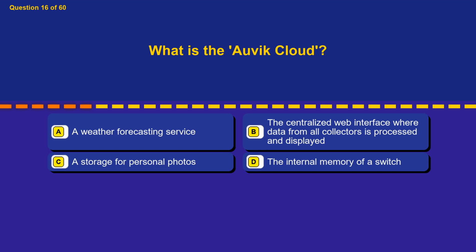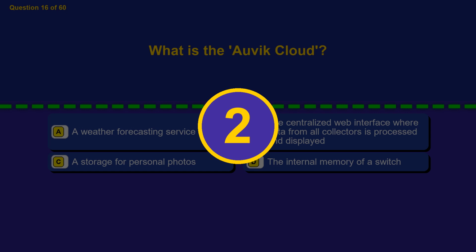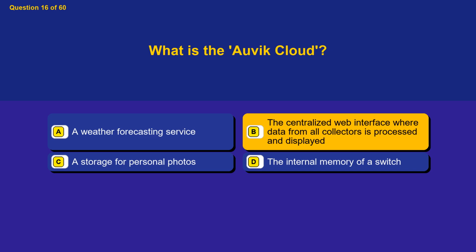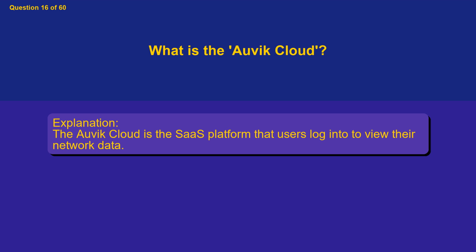Option A. A weather forecasting service. Option B. The centralized web interface where data from all collectors is processed and displayed. Option C. A storage for personal photos. Option D. The internal memory of a switch. The correct answer is option B. The centralized web interface where data from all collectors is processed and displayed. The Auvik Cloud is the SaaS platform that users log into to view their network data.